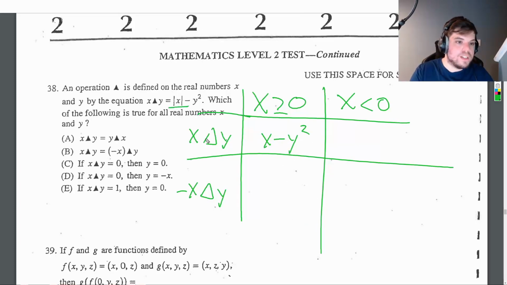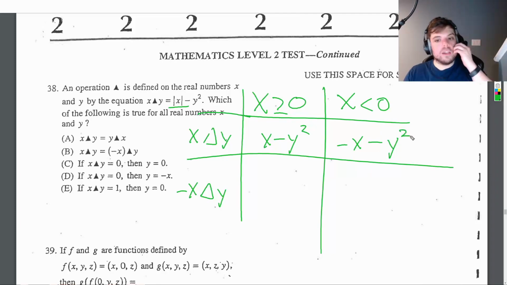If x is positive, then the absolute value of x is just x, because it's positive anyway, so we don't have to worry about absolute value. So this is x minus y squared. If x is negative, then the absolute value of x is the opposite of x. Think about it. If x is negative, pretend it's like negative 2, then the absolute value of negative 2 is 2, which means that the absolute value of this negative number is whatever the opposite of it is. So we have negative x minus y squared.